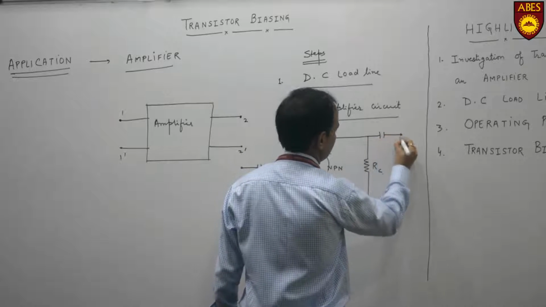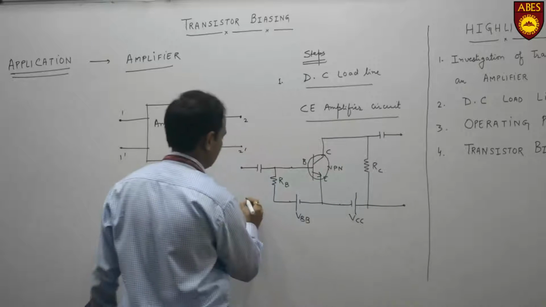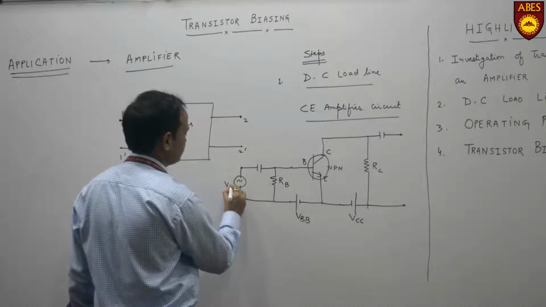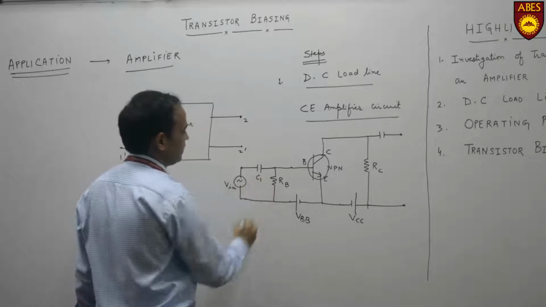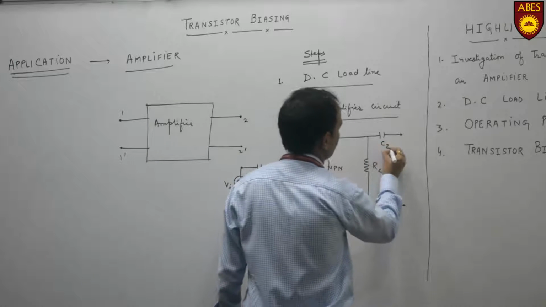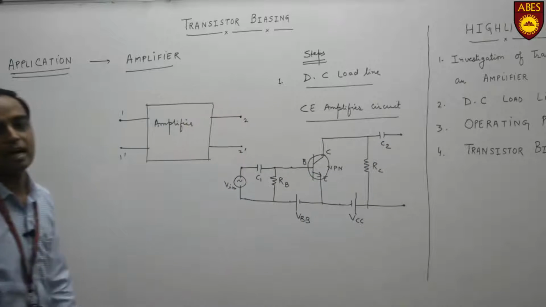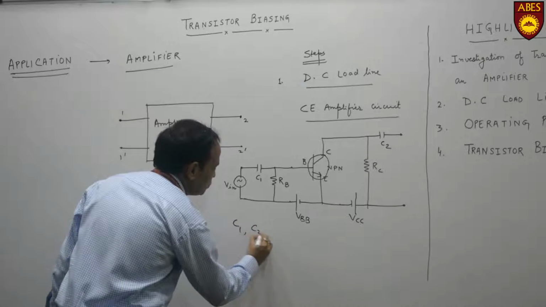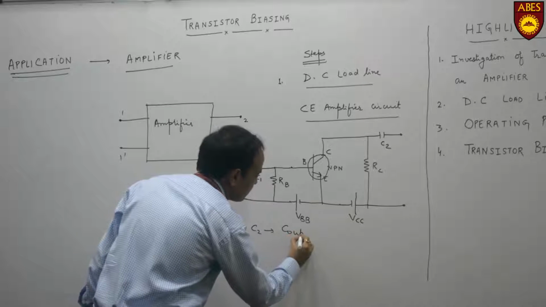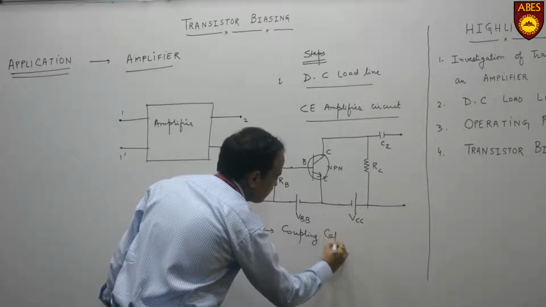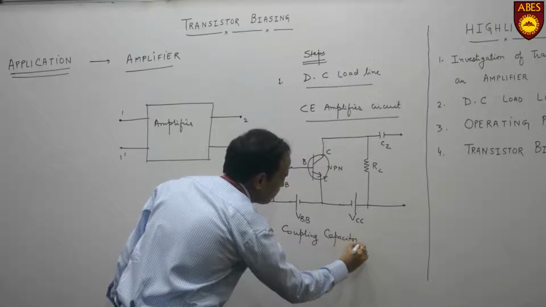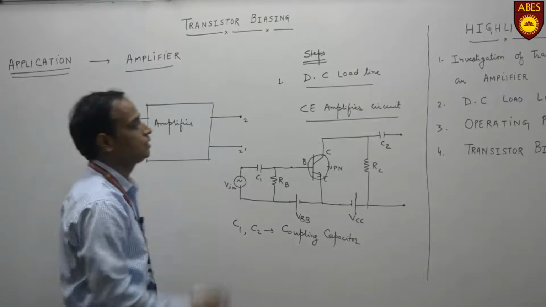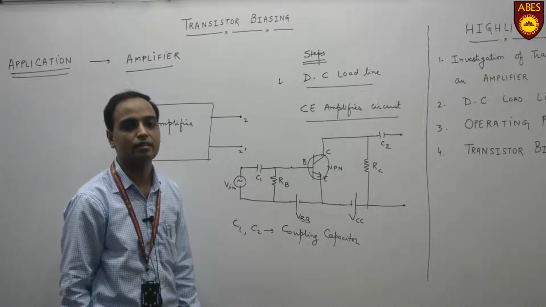Along with that, the input which needs to be amplified is applied through two capacitors which are referred to as coupling capacitors. C1 and C2 are referred to as coupling capacitors. So here we come up with one of the simplest common emitter amplifier circuits.